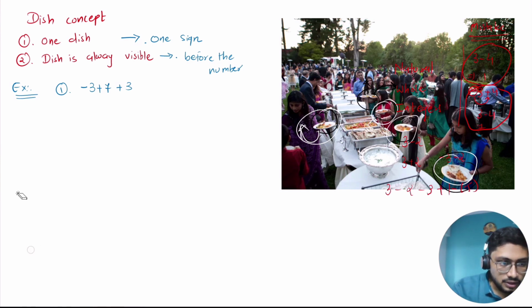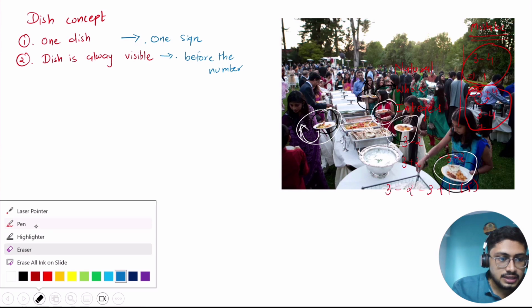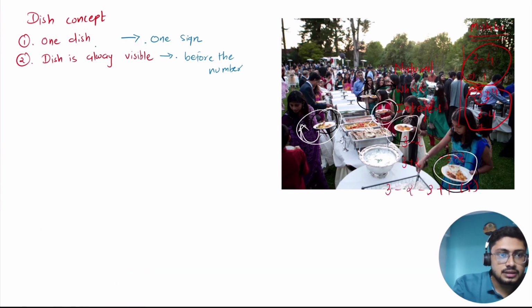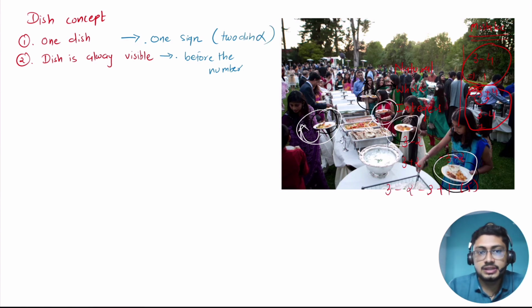Let me give you one more point. That third point will give you all this idea. And yes, everyone is having only one dish. So no two dishes. No one is having two dishes. So now let's start with the example.